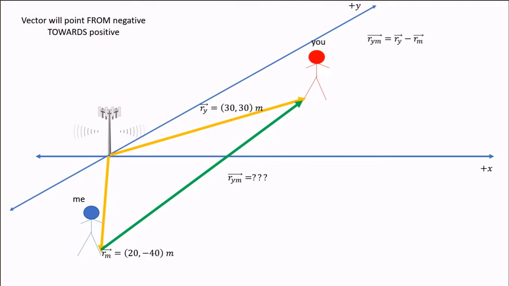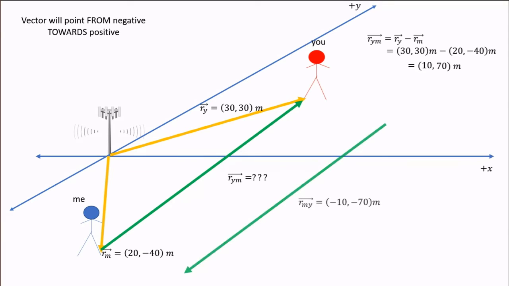So let's work with the numbers given. Let's find the x component first. 30 minus 20 is 10 meters. Next, the y component. 30 minus -40 equals 70. So the relative position vector that points from me to you is given by (10, 70) meters. If we wanted to know the vector that points from you towards me, then we would flip the order of subtraction, and the result would be (-10, -70), a vector that points in the exact opposite direction.